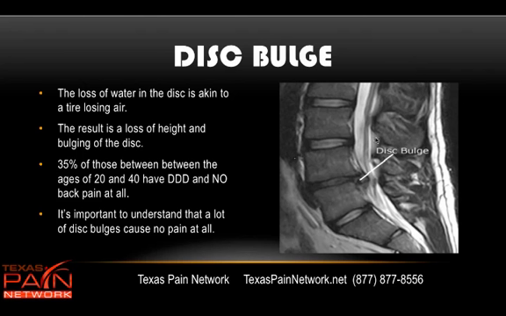On an MRI you can see, such as here, you have a healthy disc. The white is water. You start to lose water, it starts to get darker. So some people call it black disc disease, but then here you can see a nice sized disc bulging. 35% of those between the ages of 20 and 40 have degenerative disc disease and no back pain at all. So let's say this person was in that study, and they may have this appearance of a disc bulge and disc degeneration. This person may have no pain at all.